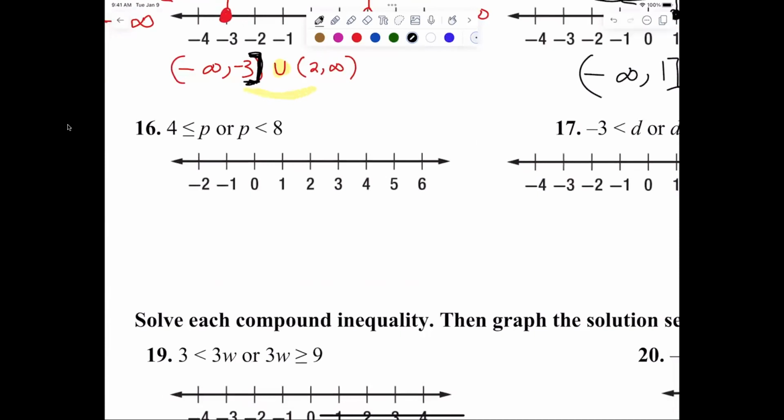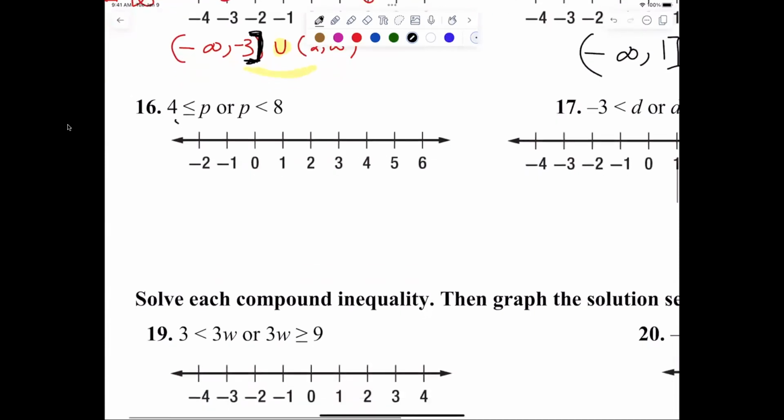All right, let's try 16. So when I write 16, I need to rewrite this as what? There's no eight on the one. I'm going to change it. P is greater than or equal to 4. And again, guys, I'm sorry. I need to double check this. Change that to less than 1. Just change that to 1. Again, I'm sorry.